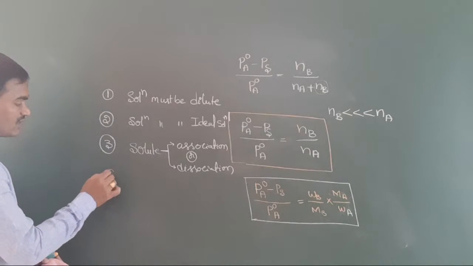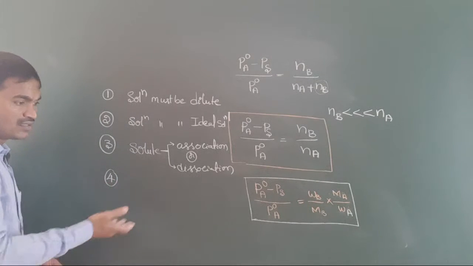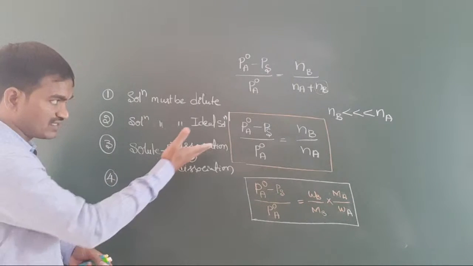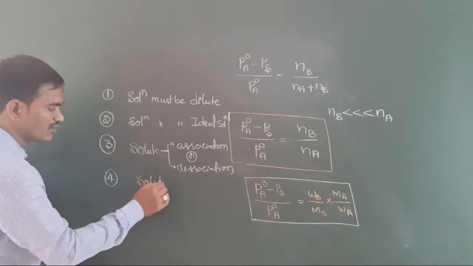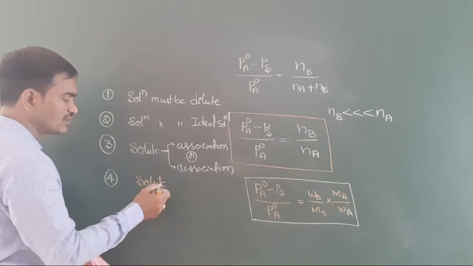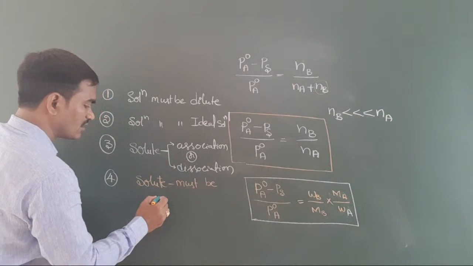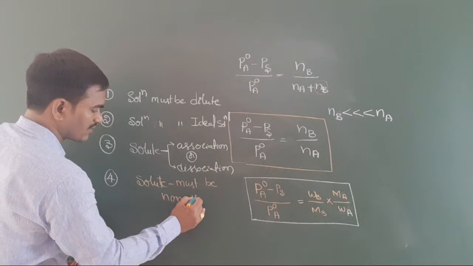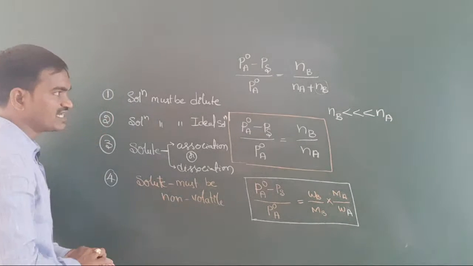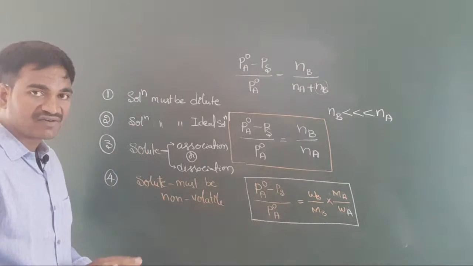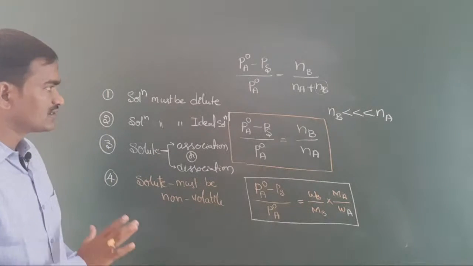Four points are there. One more, the fourth point, a familiar one: the solute must be non-volatile. We already discussed this point but I am mentioning it here. Solute must be non-volatile. So these are the conditions for Raoult's law: the solution which contains a non-volatile solute.